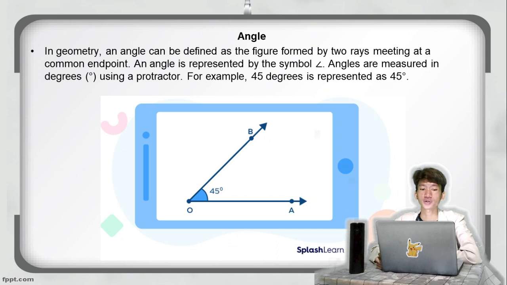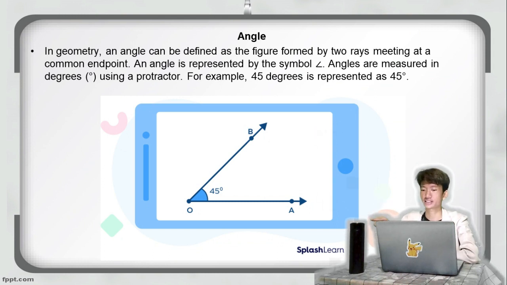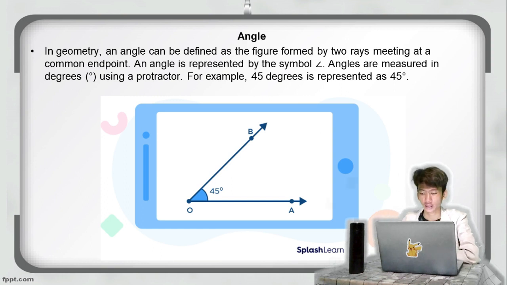Angle. In geometry, an angle can be defined as the figure formed by two rays meeting at a common endpoint. An angle is represented by the symbol like this. Angles are measured in degrees using a protractor. For example, 45 degrees is represented as you can see on screen like that.